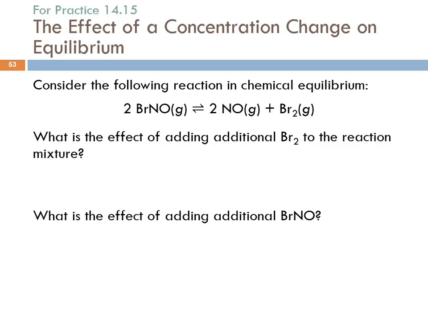Okay, so here's a reaction. What's the effect of adding more bromine? If we add bromine, what's it going to do to the equilibrium? Shift left or right? It's going to shift to the left. We add bromine, it's going to move in a direction to reduce the concentration of bromine. What if we add BrNO? It'll go to the right. Okay? Look, no numbers, just arrows.